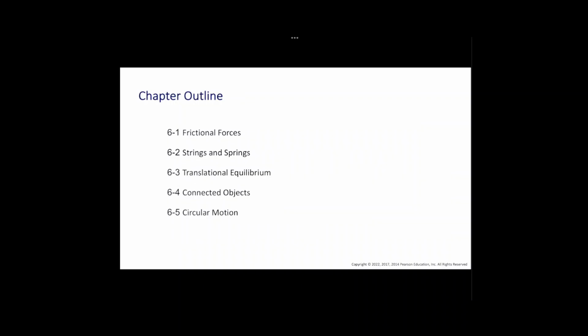Newton's laws of motion can be applied to a variety of systems. So this chapter shows how Newton's laws are applied to friction, springs, connected objects and circular motion. Now let's discuss each of these sections separately.